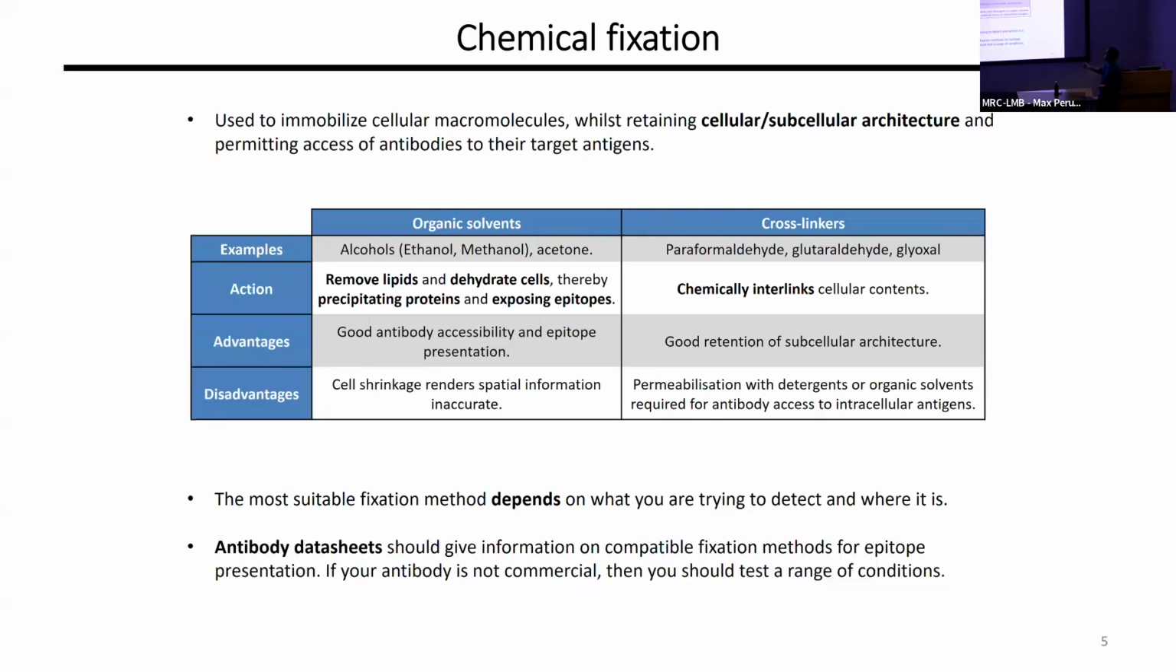On the other hand, we have cross-linkers, and these are things like PFA, paraformaldehyde, glutaraldehyde, all of these, and these basically work by chemically interlinking all of the cellular contents. In the case of organic solvents, the cell just dehydrates, which means that it shrinks, which means that the architecture of a specific cell or structure might change with the fixation process. On the other hand, if you're using cross-linkers, the cellular architecture remains in the end.